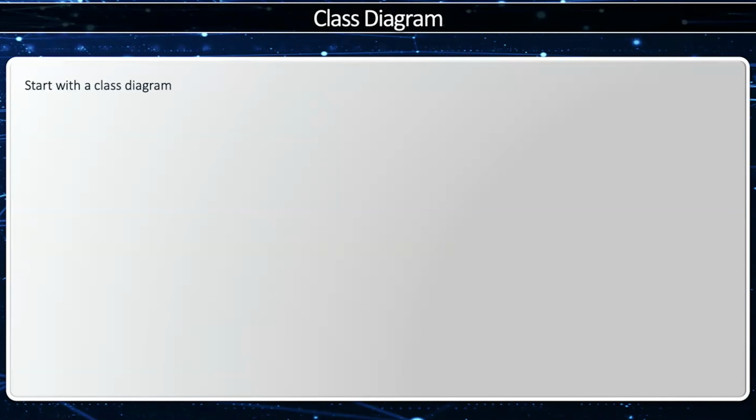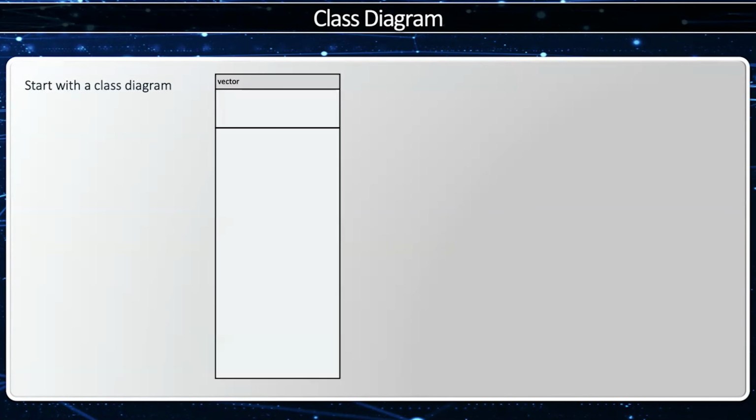All right, we'll start with the class diagram. Now, the class is called Vector, so all we know is the class name is Vector. I'll leave my attributes and methods sections empty to begin with. Then all the containers have the same basic interfaces. They have a default constructor, a copy constructor, a move constructor, a destructor, and an assignment operator.